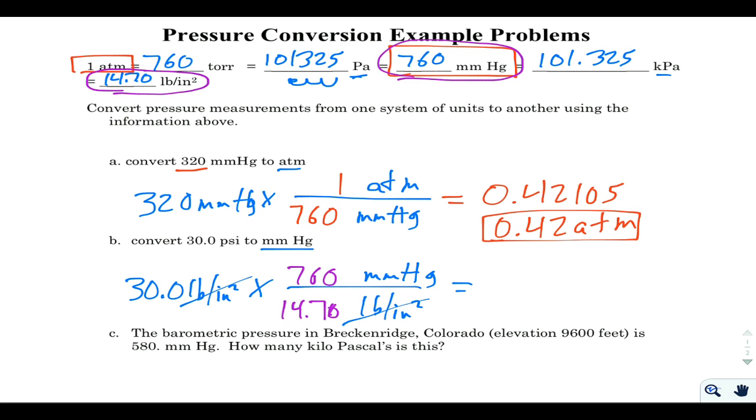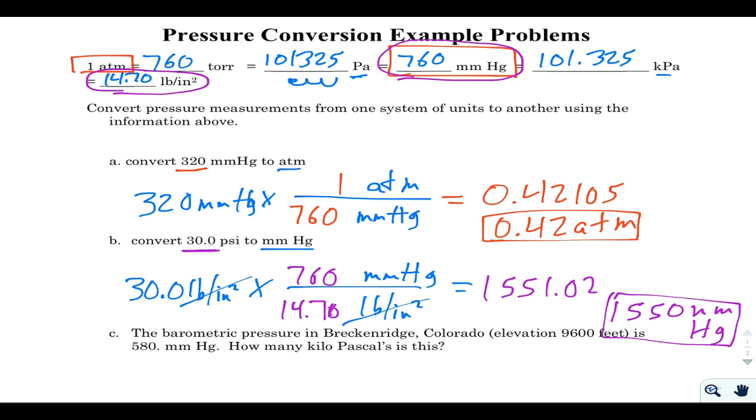So in your calculator, you are going to punch in 30 times 760 because it's on the top of the fraction, divided by 14.7 because it's on the bottom of the fraction, and that gets you 1,551.02, and again it's going to keep going and going and going. Well, this has 3 significant figures, so your answer needs to be in 3 significant figures. So the final answer is 1,550 millimeters of mercury. So that is our final answer for part B.